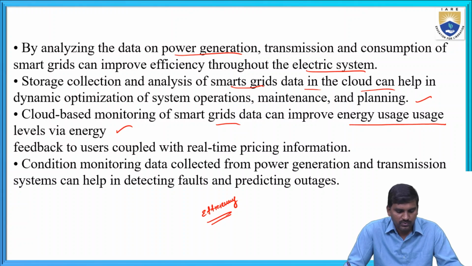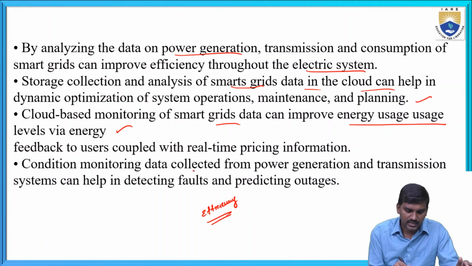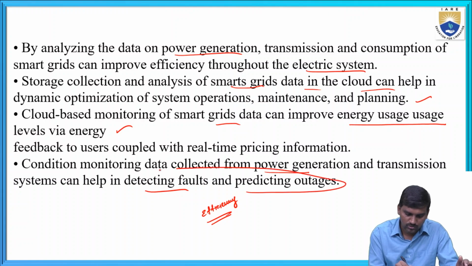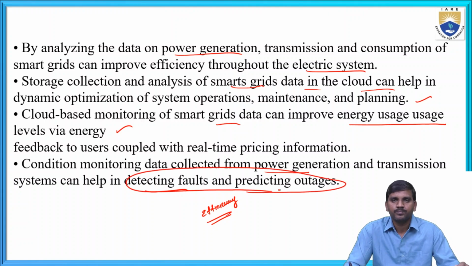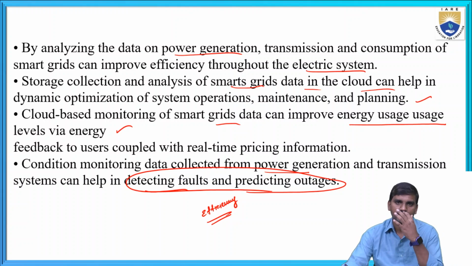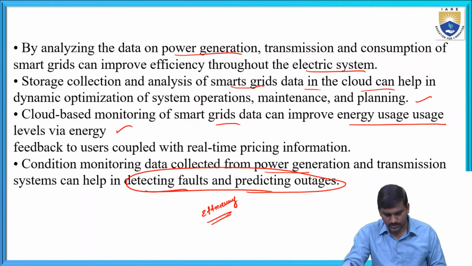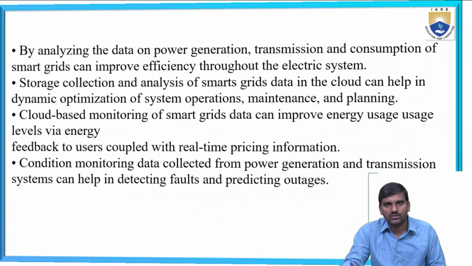Users' feedback is coupled with real-time pricing information, that is okay. Condition monitoring: data collected from power generation and transmission systems can help in detecting faults and predicting outages. So this is very important to know. It helps in detecting faults and predicting outages of the power generation systems. These are some of the advantages.